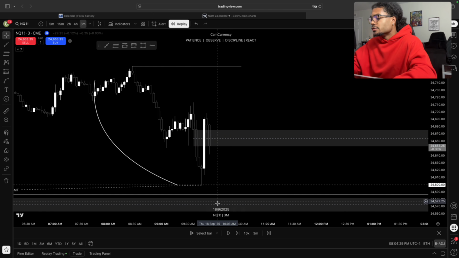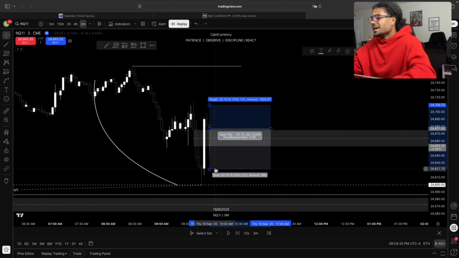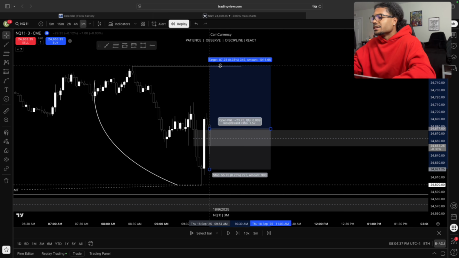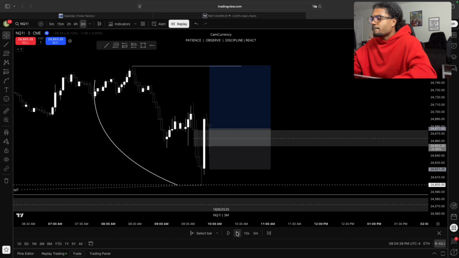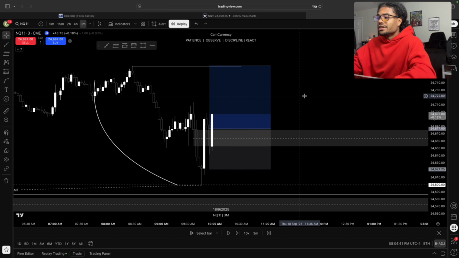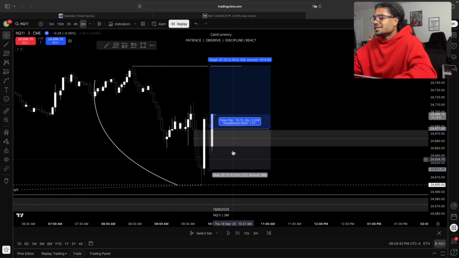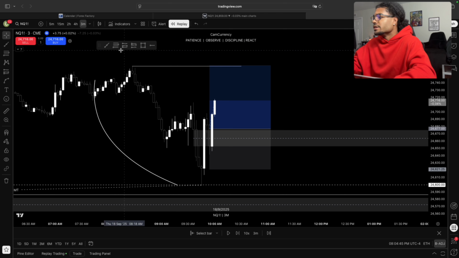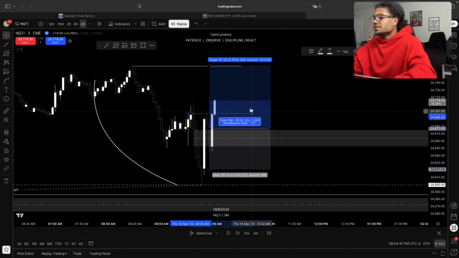So I entered long. My fill was right here, I want to say, when I took this trade on Thursday, with my stop at this low, targeting this level of buy side. Now we did not get the change in the state here, but once we did get the change in the state, that's when I added the rest of my position right here. I added my initial position on the initial inversion, and then I added the rest once we got the change in the state.